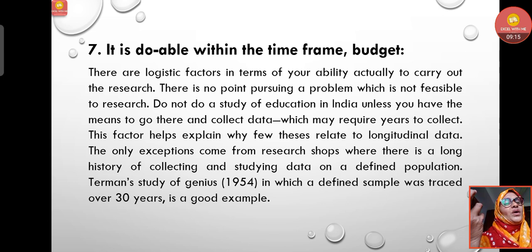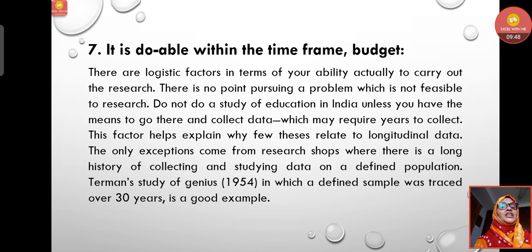For example, you are in other country. You want to study maybe study behaviors or something. If your budget and feasibility is not there, how you will go to India then? So that could be the question of the researcher of foreign country researcher. So which may require years to collect. Sometimes from India people want to do research of other countries. It will take years because it's not feasible. It's not budget friendly also.